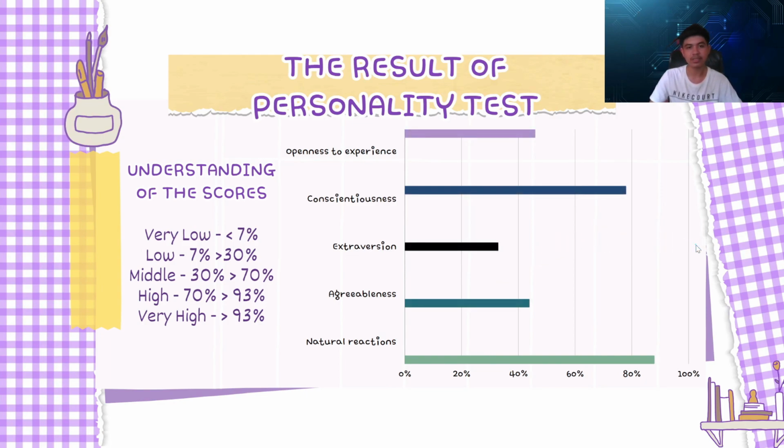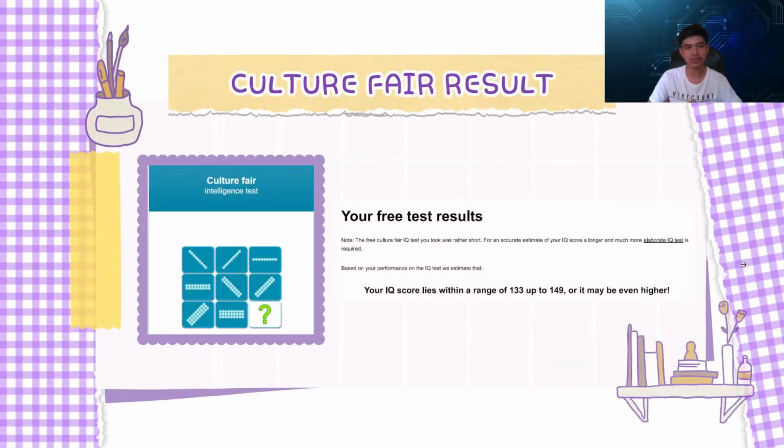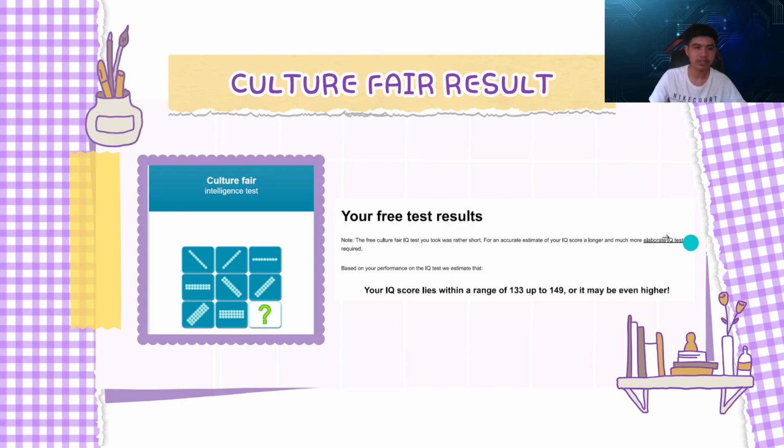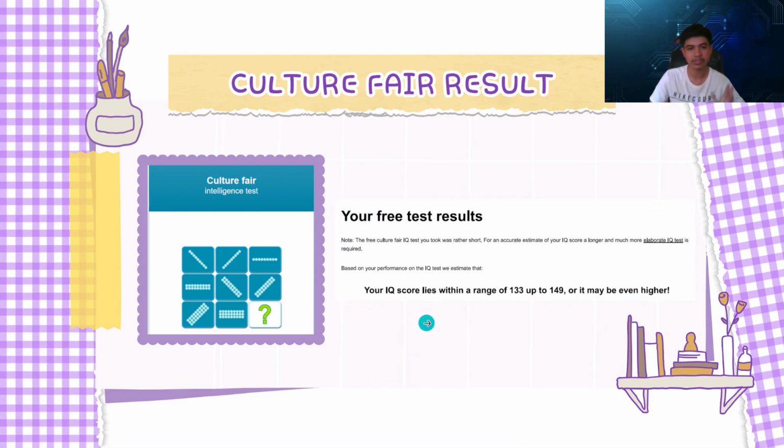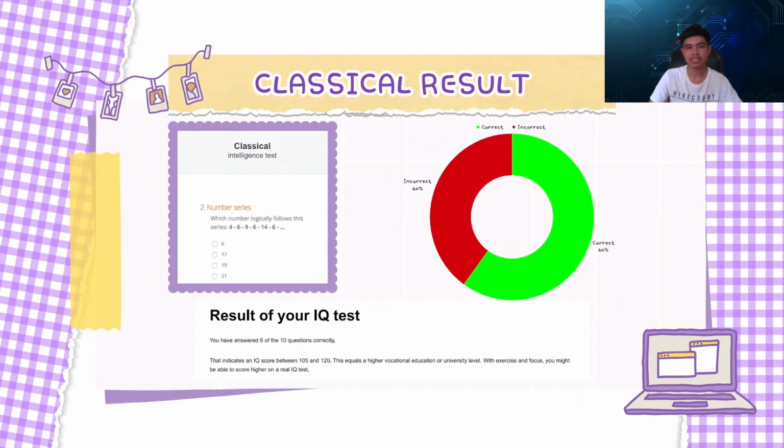So for the next one, the IQ test, we have two parts. The first one is the culture fair test, and the second one is the classical IQ test result. Here is the result for the culture fair IQ test. This culture fair test consists of 8 questions only. Then this is the result that I got after taking this particular IQ test. It says that my IQ score lies within the range of 133 up to 149, based upon the culture fair test.